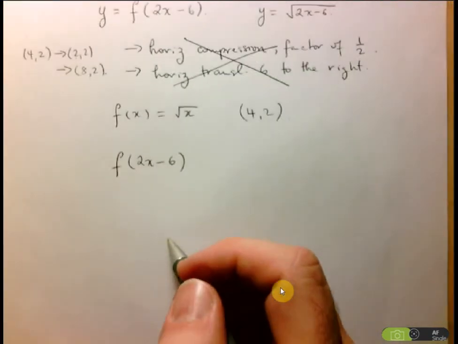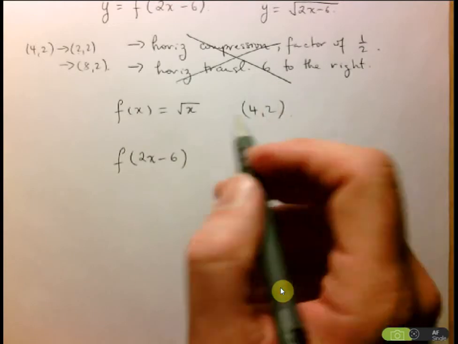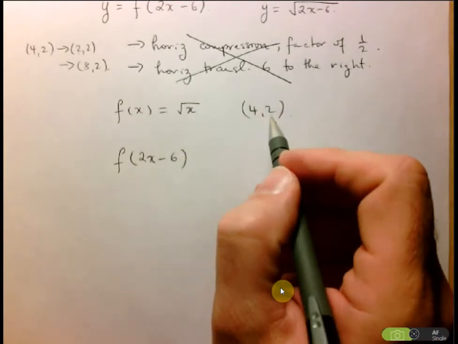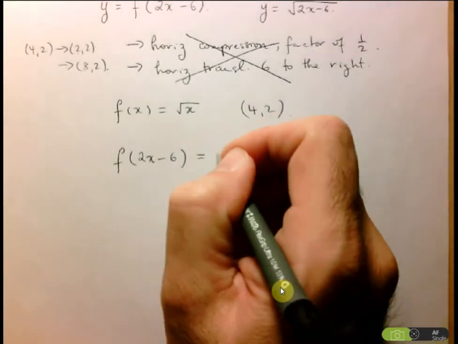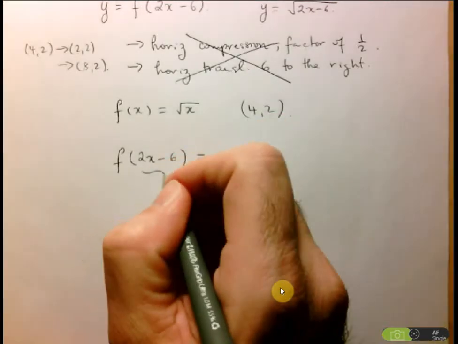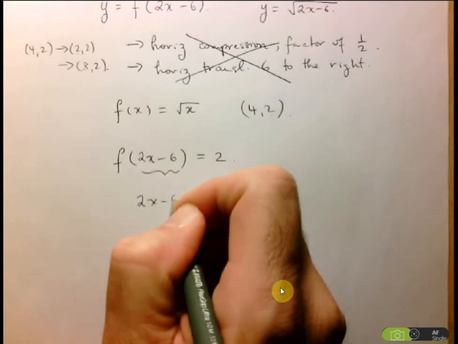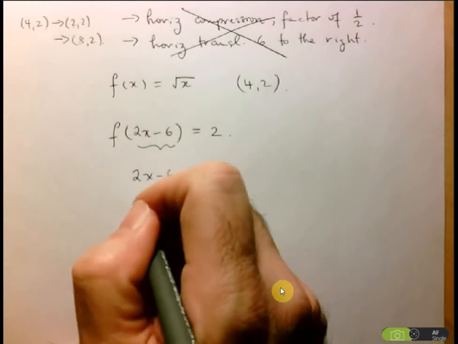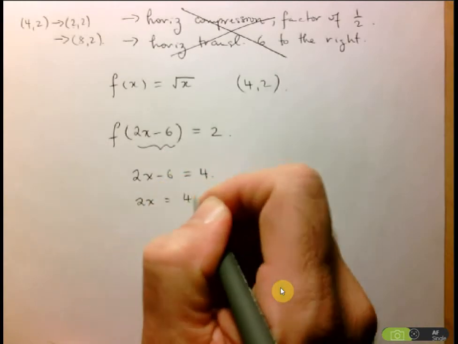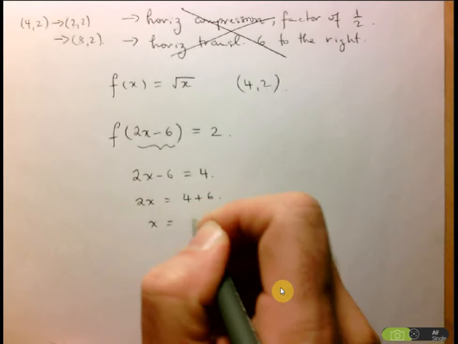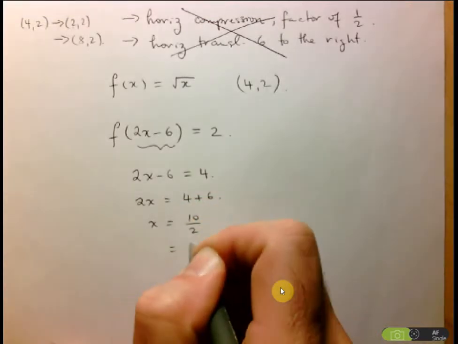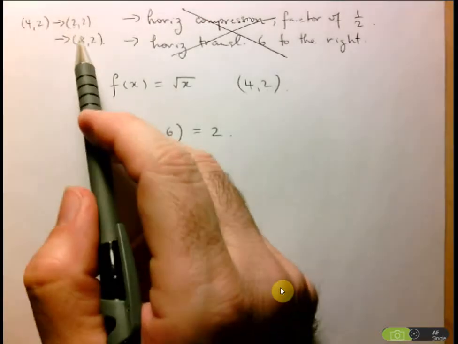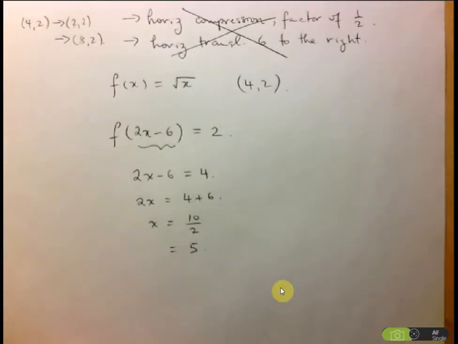But when I actually go through with the algebra, since these transformations are all horizontal, I'm going to keep the y component constant. That means that this input here, 2x minus 6, needs to be equal to 4. And when we solve this, 2x equals 4 plus 6, then x is equal to 10 divided by 2. We end up with x needing to be equal to 5. So certainly not what we found before.